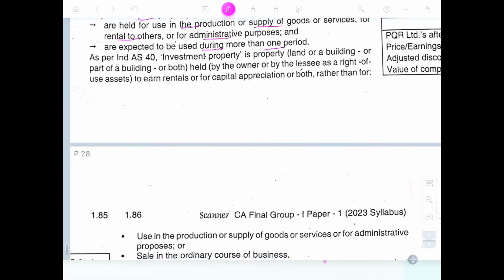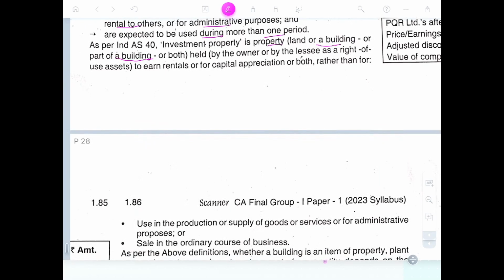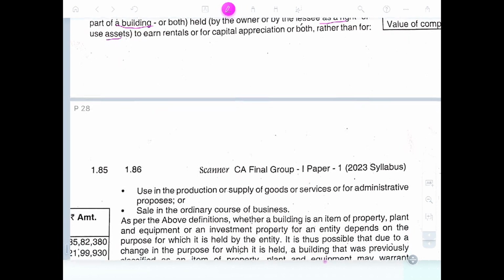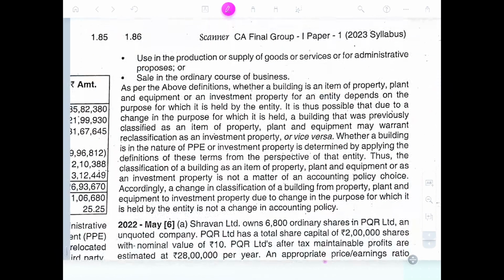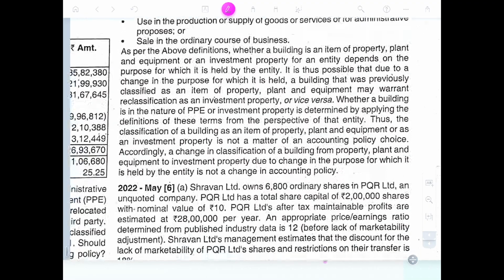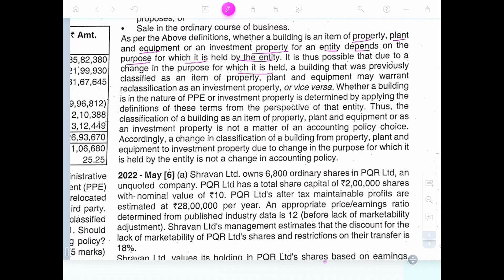And Ind AS 40: investment property is property, land or building, or part of a building or both, held by the owner or the lessee as a right-of-use asset, to earn rentals or for capital appreciation or both, rather than for use in the production or supply of goods and services or administrative purposes, or for sale in the ordinary course of business. As per the above definition, a building is an item of property, plant and equipment or investment property depending upon the purpose for which it is held by the entity.